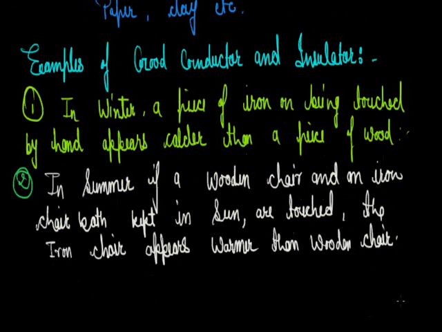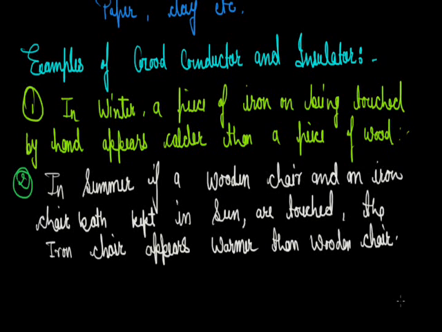Why? Just think. The reason is, on touching, heat is conducted through iron from the iron chair to the hand. So it appears to be warmer, while no heat is conducted through wood from the wooden chair to the hand. So it appears to be at the room temperature.